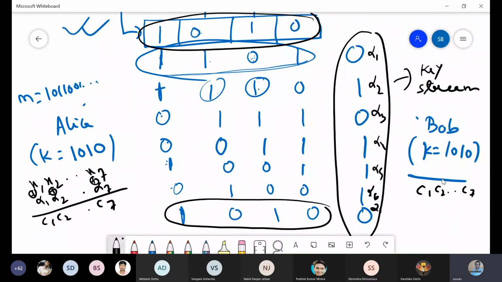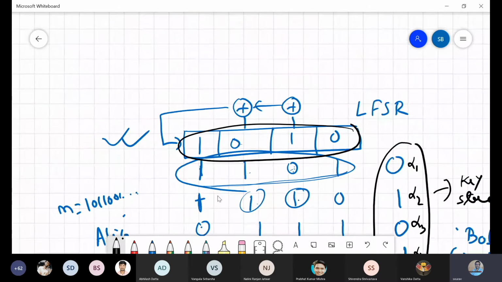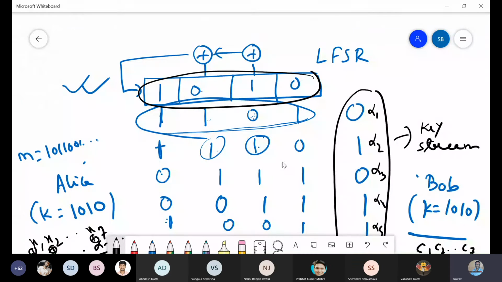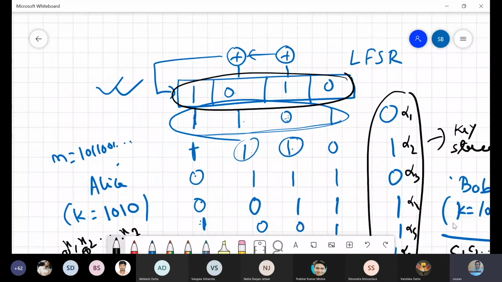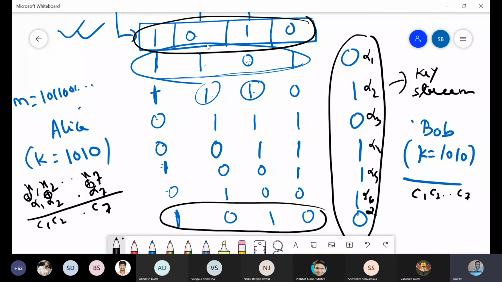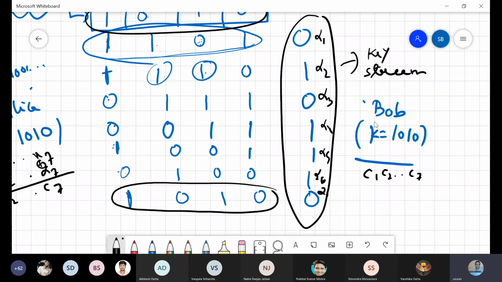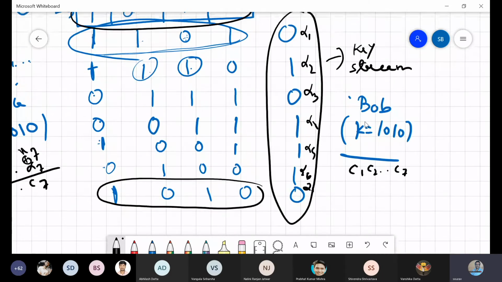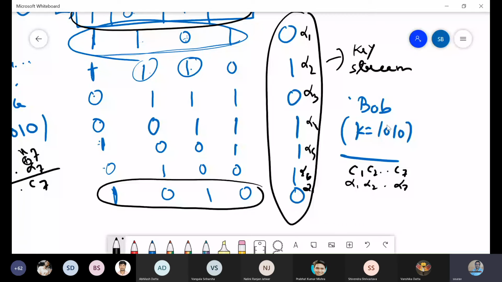So Bob is having the same LFSR. Bob is also having the same key. So Bob will put that into the initial state value of this finite state machine. This is the LFSR value of this LFSR. So Bob will put these values over here, and Bob will get the same alphas and get back the message x1, x2. Any question before we move further?